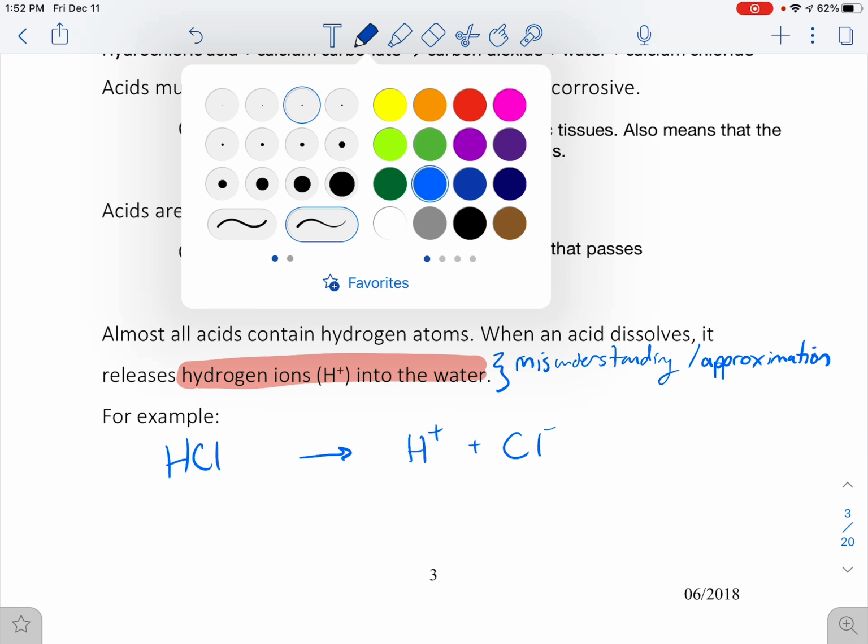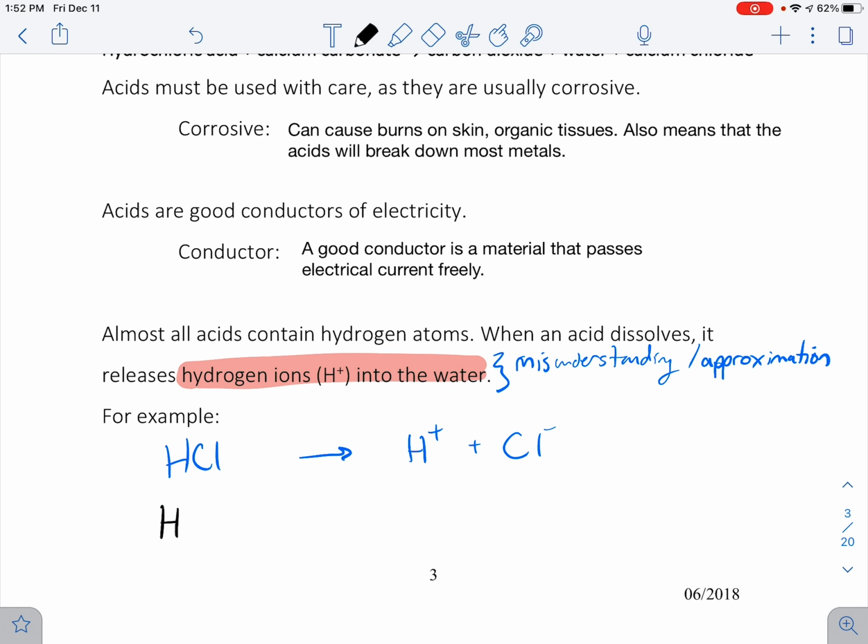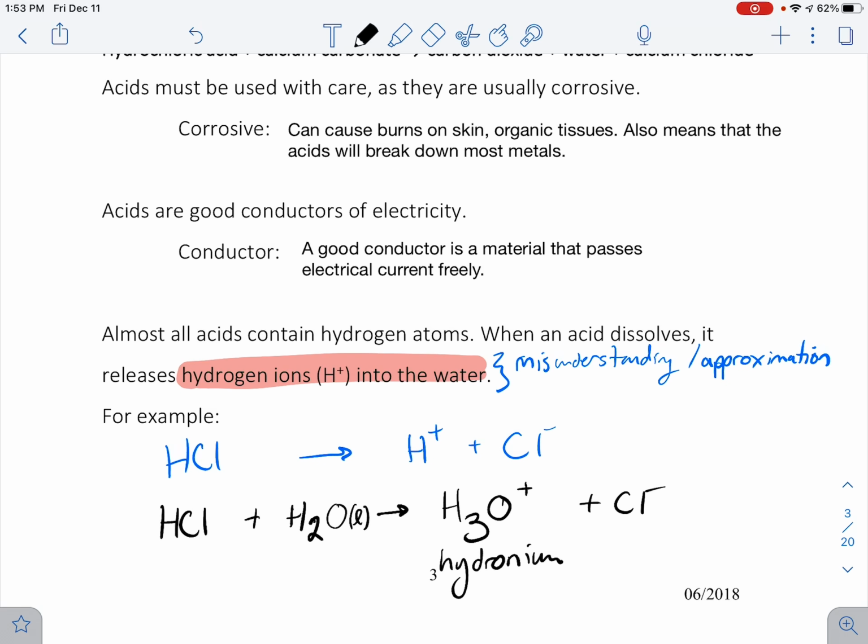So the better way to write this, and something you might come across if you have to do this in university classes, is that what actually happens is that the hydrogen is released, but it's not released to be free and floating by itself. Instead, it reacts with water to become something called hydronium. And the chlorine ion is released. Now you can see that the math here is kind of the same. We ended up with a positive charge and we ended up with a negative charge. So it doesn't matter too much if you call it hydrogen ions or if you say that it's hydronium ions.